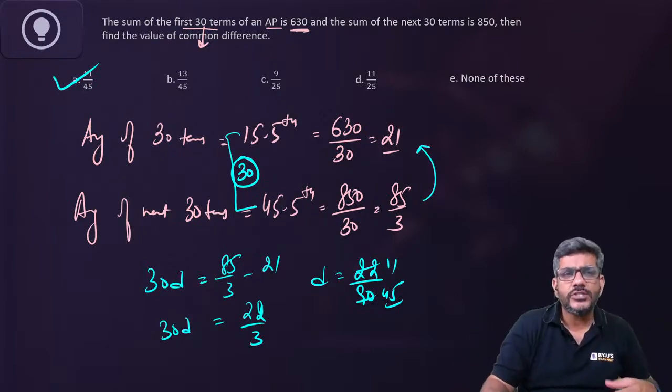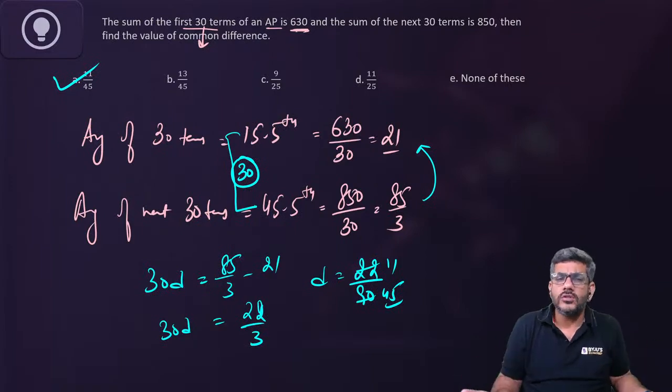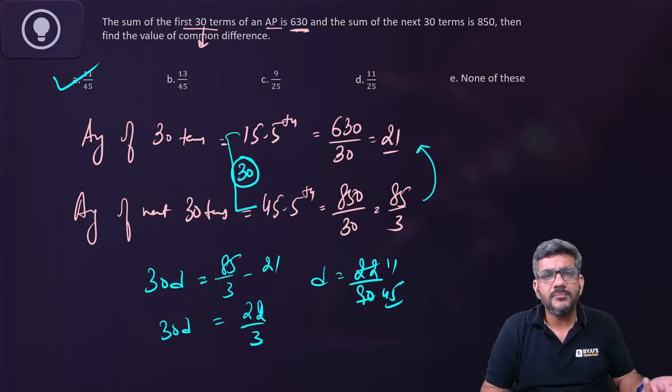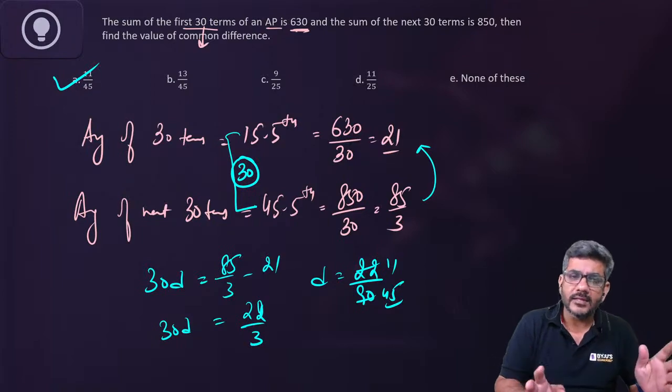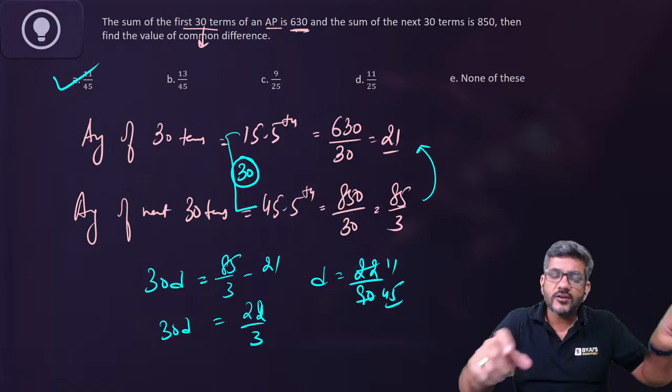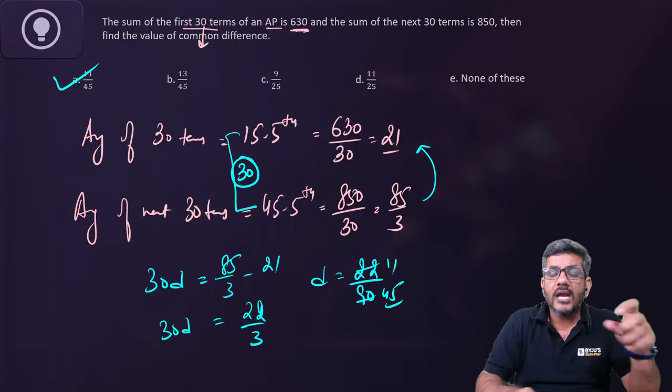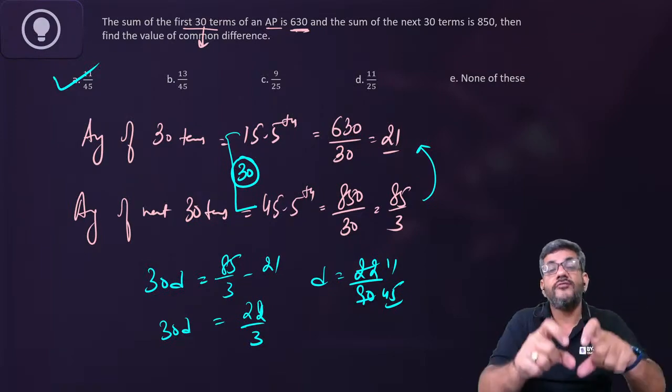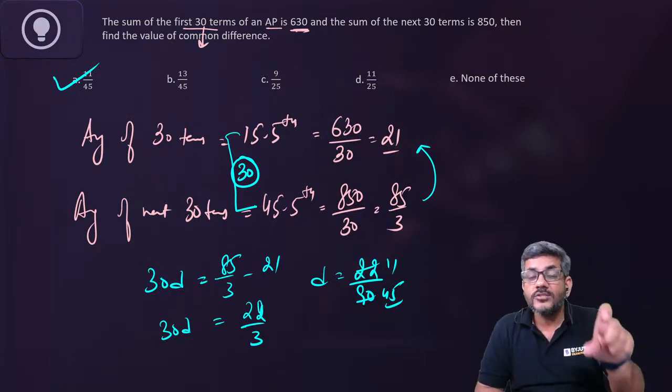अब ये एक ऐसा तरीका आपको जनरली लग रहा होगा 15.5 टर्म तो होती ही नहीं, 45.5 टर्म भी नहीं होती है, राइट? ये सही बात है that 15.5 is the average of 15th and 16th, and 45.5 is actually average of 45th and 46th. That way your questions would become easy.